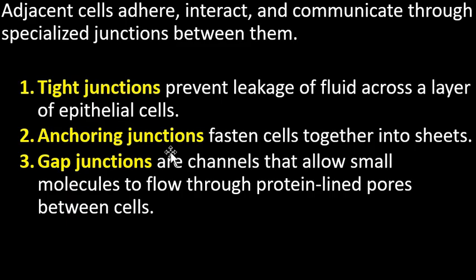All right, another thing about cells is that cells that are next to each other will adhere, interact, and communicate with one another through very specialized junctions between them, of which there are three different kinds. There are tight junctions, which prevent the leakage of fluid across a layer of epithelial cells. So if you want to maintain an external environment and an internal environment, and between those we have just a thin layer of cells, you need these tight junctions in between. It doesn't allow anything to skip between the two layers. And then we have anchoring junctions, which keep cells together so that they can't be broken apart. And then gap junctions, which are just channels that allow cytoplasm to stream between two cells.